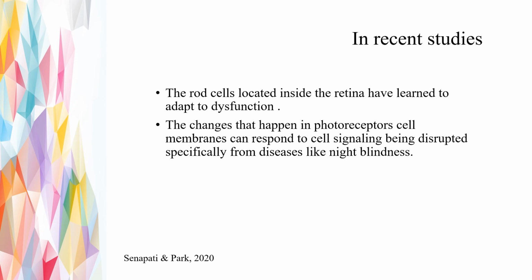In recent studies, rod cells are located inside the retina and have learned to adapt to dysfunction. The changes that happen in photoreceptor cell membranes can respond to signaling being disrupted, specifically from diseases like night blindness.